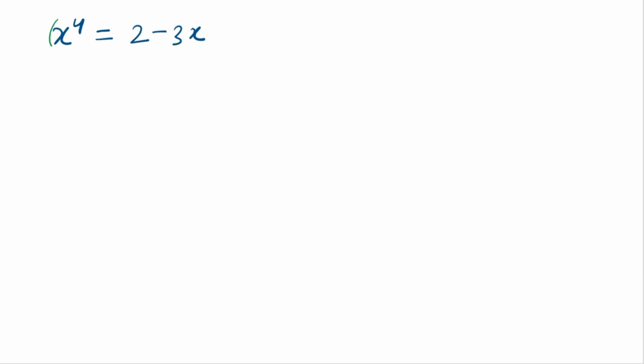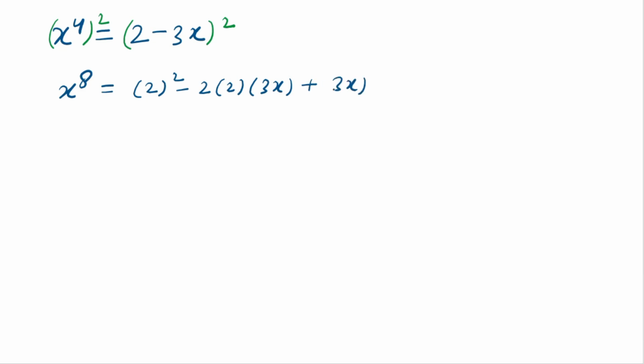Now if we square both sides again, in the left hand side, (x^4)^2 is x^8, and this equals, in the right hand side, we will apply (a minus b) whole square. Here 2 square minus 2 times 2 times 3x plus (3x) square. Then x^8 equals 2 square is 4 minus 2 times 2 is 4, 4 times 3 is 12x, plus (3x) whole square is 9x square.